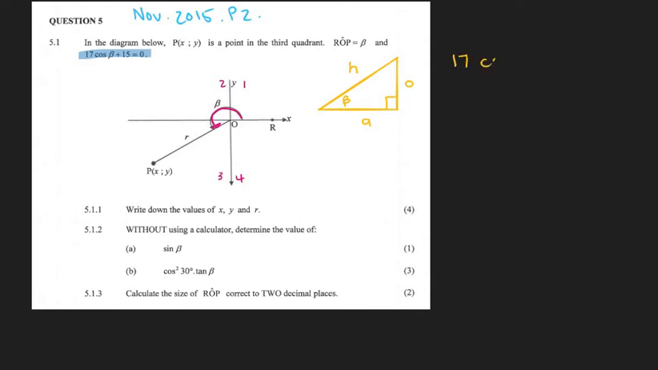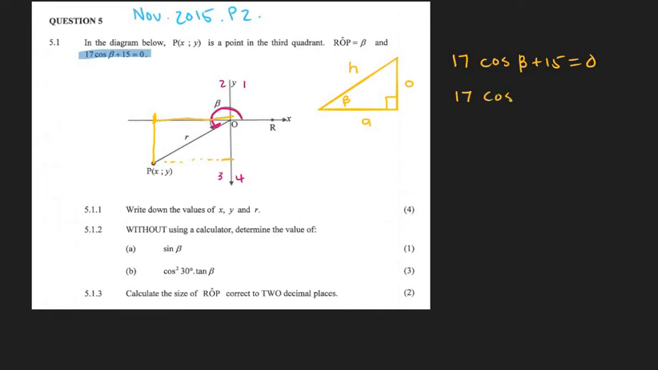17 cos beta plus 15 equals 0. I want to know the lengths of these, so that if I know what that length is there, I'm going to know my x value there. If I know the length of that, I'm going to know my y value here, and then with Pythagoras or whatever the case might be, I can work out other lengths. So let's see.